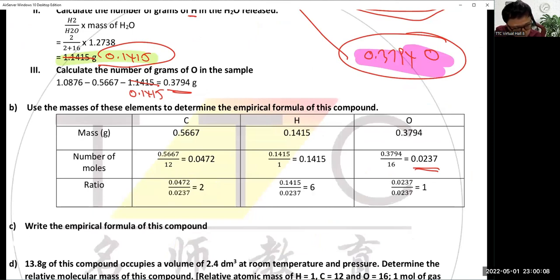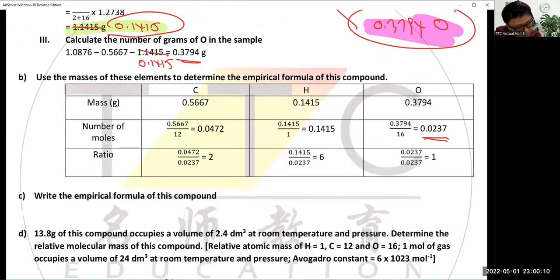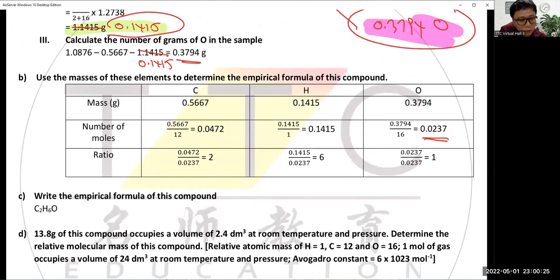You'll get the ratio is 2:6:1. So the empirical formula will be C2H6O. This question is considered one of the hardest, very analytical questions. It came out in a school exam before, so at least we run through this one. Okay, so we can go back to this.